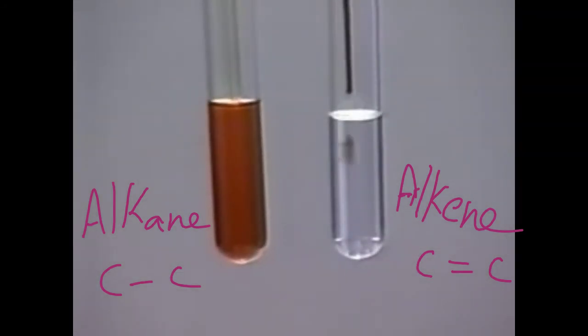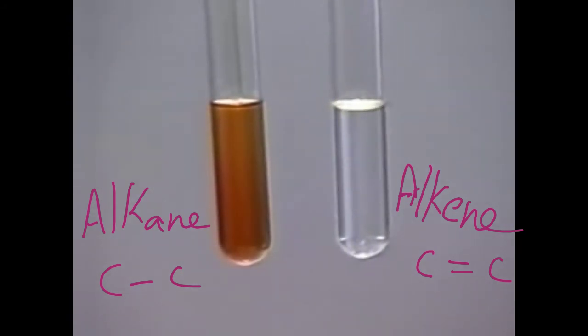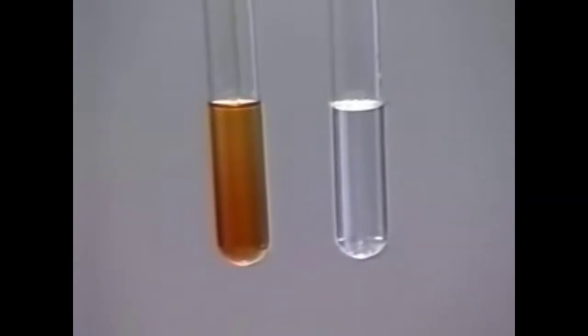Now, liquid bromine is added to the unsaturated hydrocarbon cyclohexene. The red-brown color disappears as the bromine mixes with the cyclohexene. This is because the bromine reacts with cyclohexene, adding to the double bond. This reaction is a very convenient test for the presence of a double bond in a molecule.